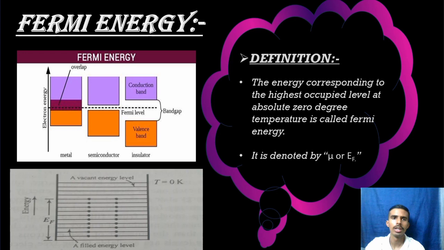The next topic is Fermi energy. The energy corresponding to the highest occupied level at absolute 0 degree temperature is called Fermi energy. It is denoted by mu or E subscript F. As we can see in image 1, the dotted line displays the energy level, which is also known as the Fermi level. And in the second diagram, we can see the division of the Fermi level or the filled energy levels, as this total represents the Fermi energy at 0 degree Kelvin without any influence of an external source. So this is how Fermi energy can be understood from these two diagrams.